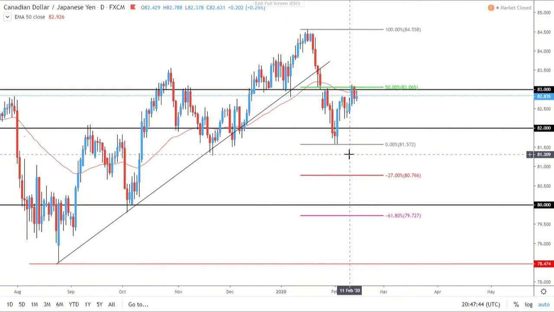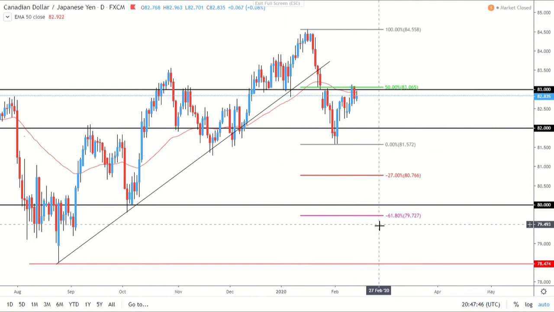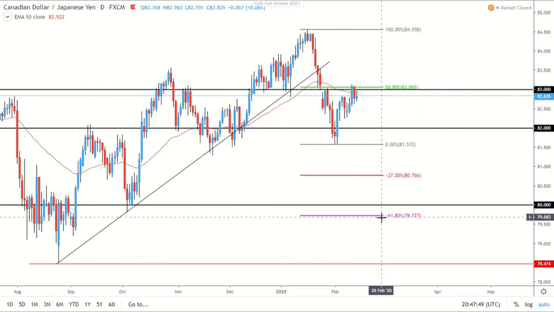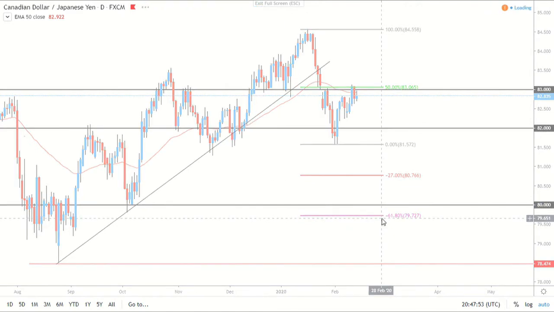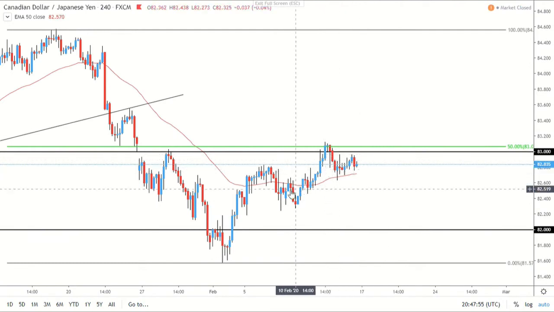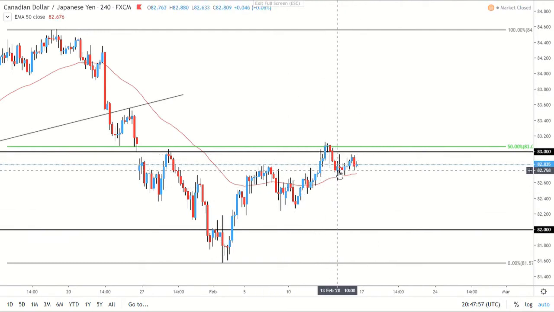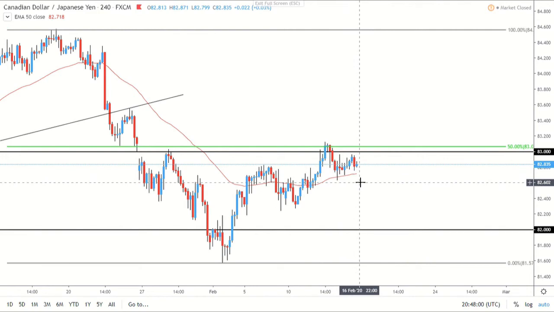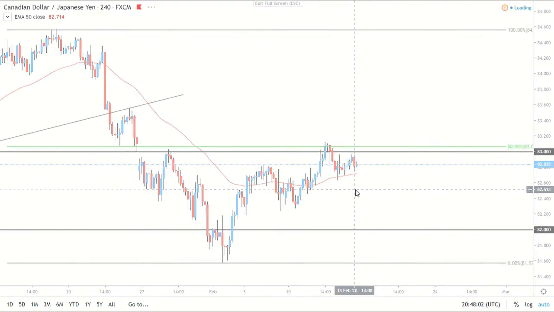50% fib, go down to our minus 27 or our minus 61.8. I favour this 80 zone, so maybe potentially not quite down to the minus 61.8, but I do feel like there is a lot of downside potential here. Let's go on to the 4 hour. You can see choppy price action. We're sitting above that 4 hour 50 MA, so maybe we need to break that and retest that first before we look at entering any shorts.